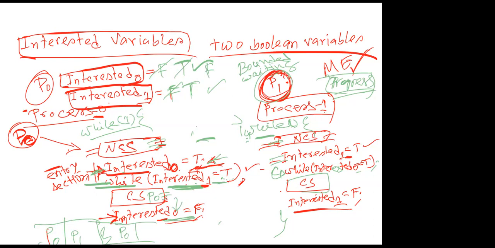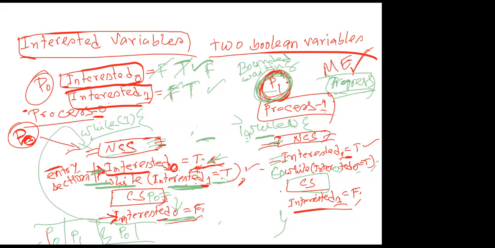Here P1 has already shown its interest in entering the critical section. Now if P0 can enter the critical section again, making P1 wait, then bounded waiting is not guaranteed. Let's check this again: can P0 enter the critical section or not? Now it comes back here, and this is an infinite while loop.